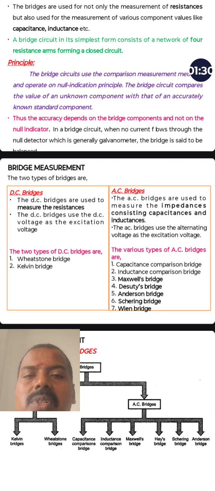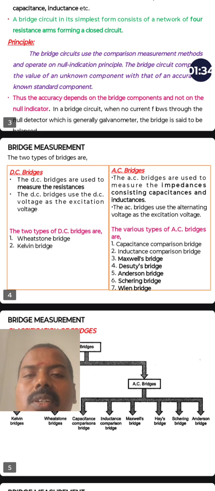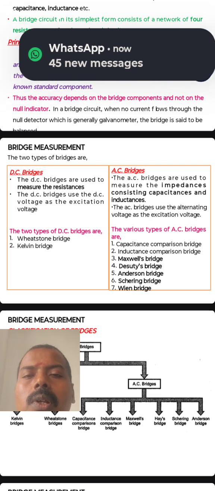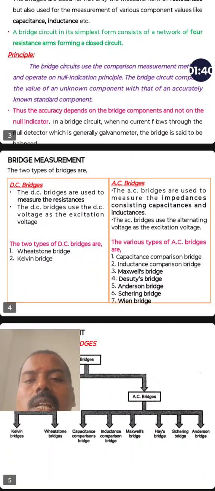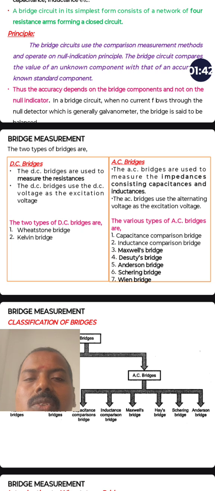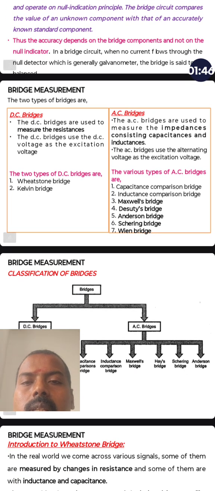Thus the accuracy depends upon the bridge components and not on the null indicator. In the bridge circuit, when no current flows through the null detector, which is generally a galvanometer, it is used to determine the balanced condition. For bridge measurement, we have two types. One is a DC bridge, another one is an AC bridge.